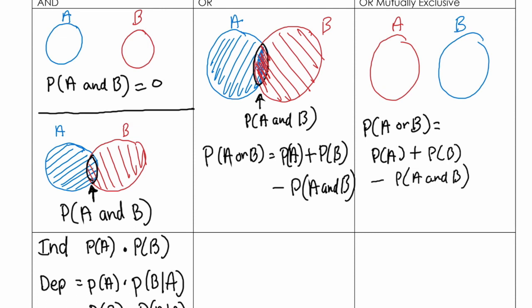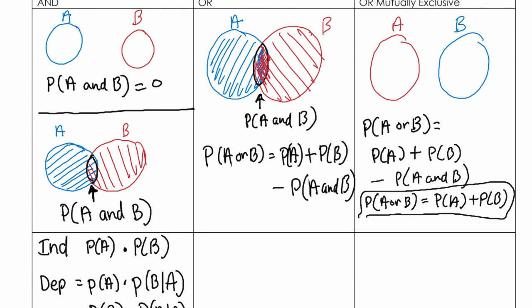Since in the case where the two events are mutually exclusive, that overlap doesn't exist. So the probability of A and B is going to be 0. So when you have mutually exclusive events, your probability of A or B is just going to be the probability of A plus the probability of B, because if you go to subtract off the overlap, there is none.